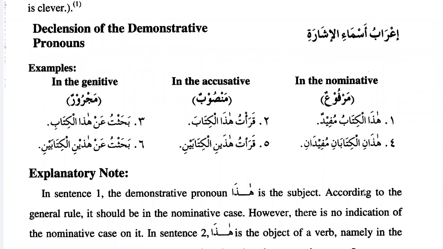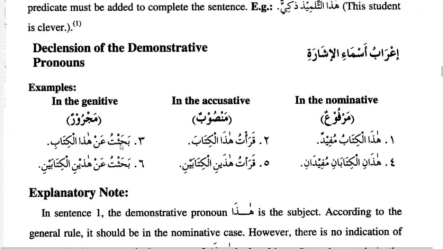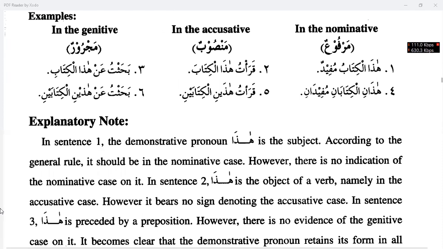Now we will learn the irabs of asmaul ishara. The irab of singular and plural asmaul ishara, the irab of mufrad and jam asmaul ishara, remains the same. It will always remain in one form, like haza, haza, haza, haulahi, haulahi, haulahi. It will not change. But the irab of musanna ismul ishara changes according to the sentence. So you will see hazani become hazaini, hatani, hataini. It changes according to the sentence. You will learn this thing here in the irab. So the next student will be Miss Khatija.